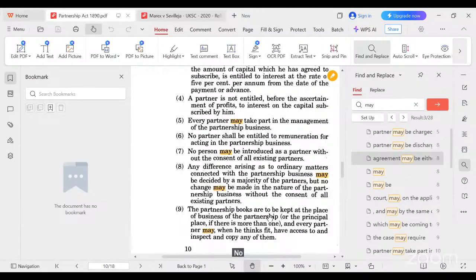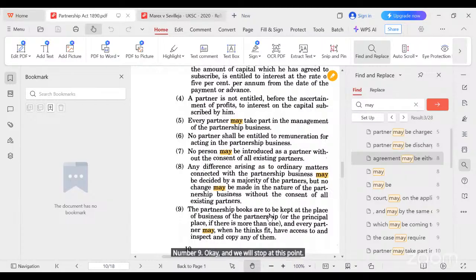Now, number 8, rule number 8. Yes, we're almost there. It's already 8. Okay. Number 8. Okay. Number 9. Okay. We will stop at this point.